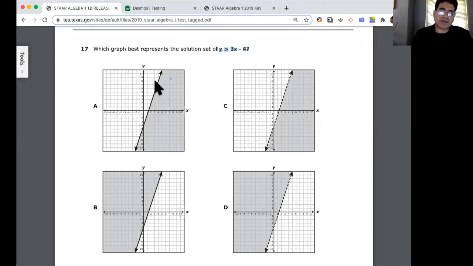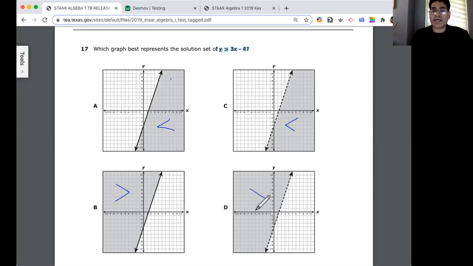So shading above the line, greater than. Shading below the line. Okay, so that's actually not above the line. So shading above the line is greater than. Shading below the line, less than, right? Shading below the line is less than. Shading above the line is greater than, right?